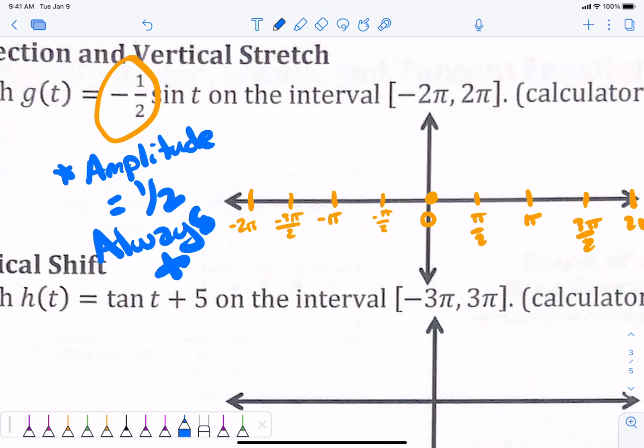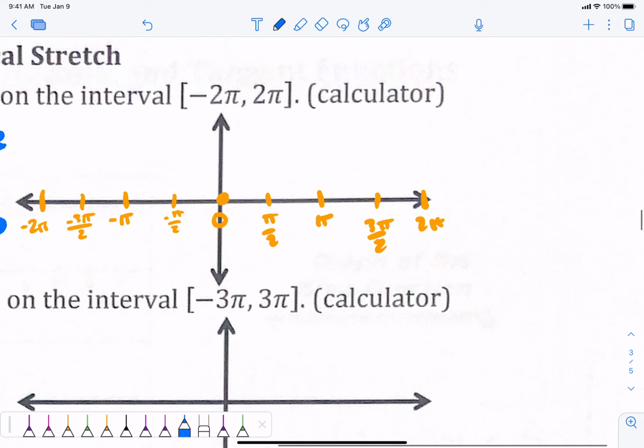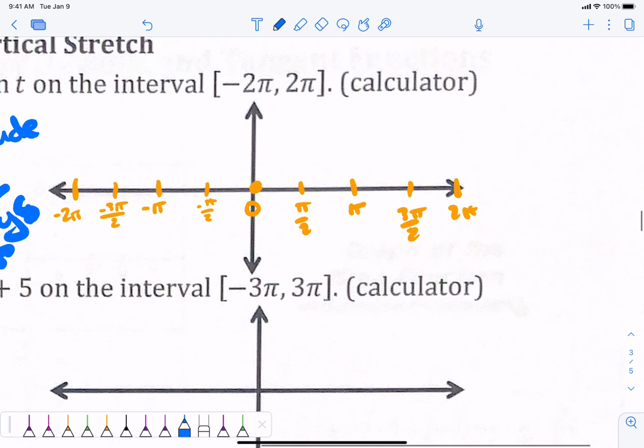It flips it. How does it flip it? It flips it over the x-axis. So normally, here would be 1, and here would be -1. So we're only going to a half, right? And down to -half, right? Up to 1/2, down to -half, okay?